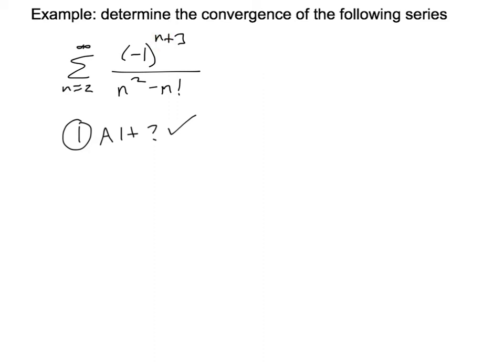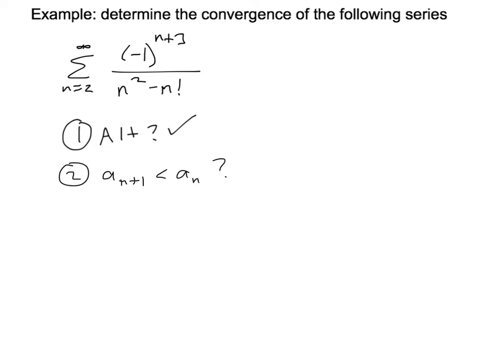When you plug in even values, the power is going to be odd, which means it's going to be negative. It's definitely an alternate between being negative and positive. Second step, is it true that a sub n plus 1 is smaller than a sub n?